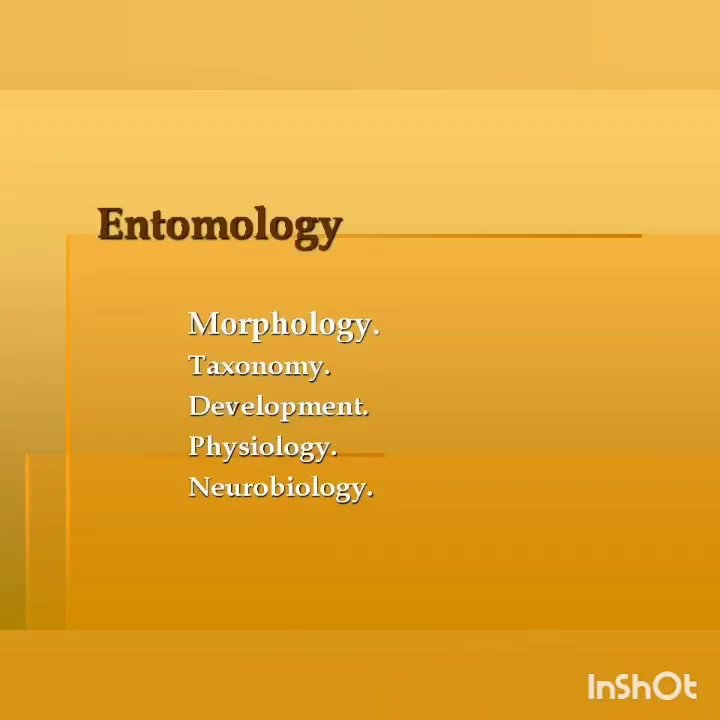In entomology, morphology of insects, both larval and adult, taxonomy of larval as well as adult insect, developmental studies of both the types of insects, and physiology, neurobiology, etc. can be studied in great detail with the help of electron microscopy.